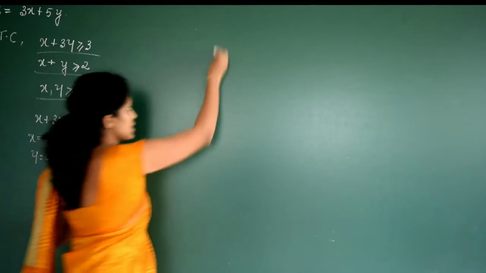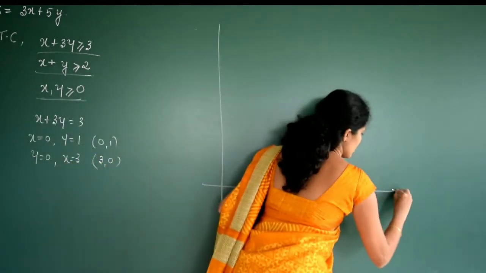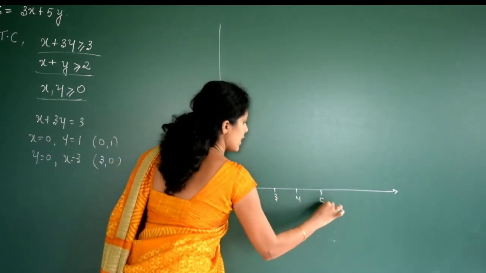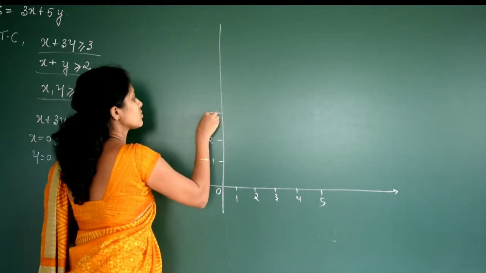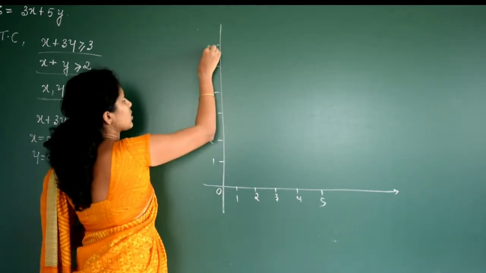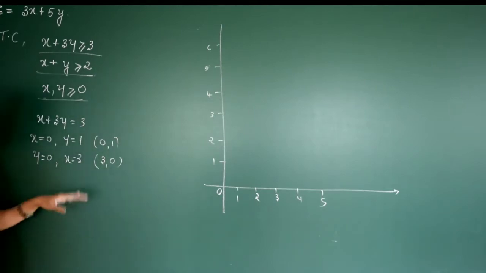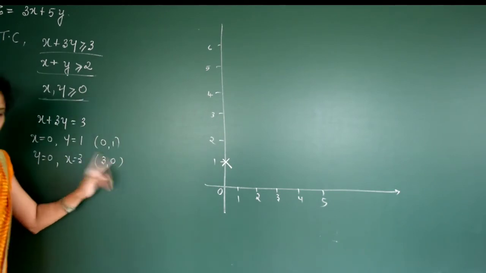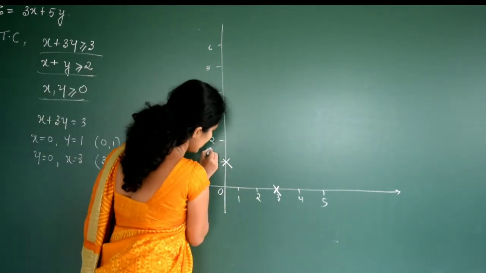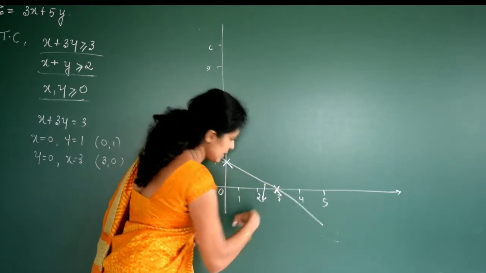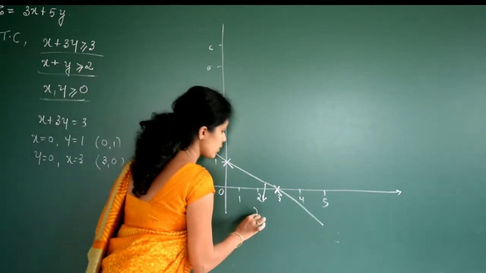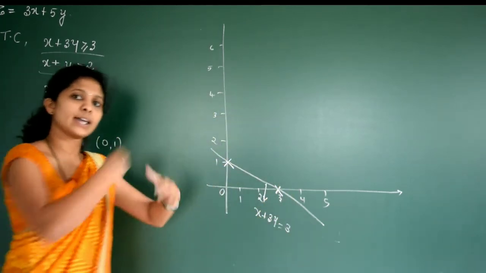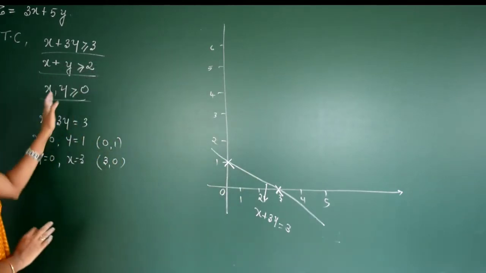I will draw the graph of this one. 0, 1, 2, 3, 4, 5, and here 1, 2, 3, 4. Write a scale, name the points, everything you have to do. So x-axis 0, y-axis 1. Next, x-axis 3, y-axis 0. So this is the line. Name this line: x plus 3y is equal to 3. Is it clear? The solution region will be either upwards or downwards.